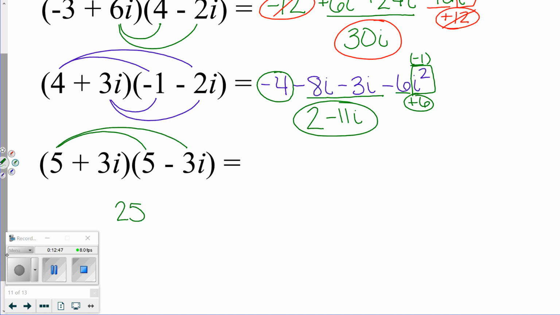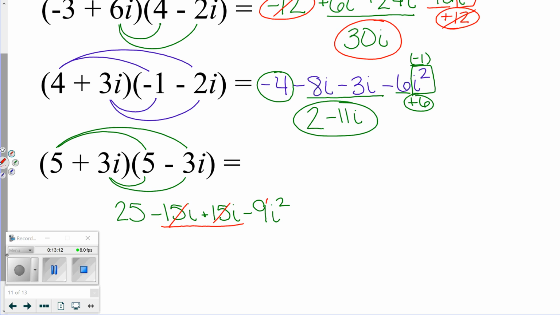5 times 3i is negative 15i. 3i times 5 is a positive 15i. And 3i times negative 3i is negative 9i squared. All right, putting our like terms together. In between here, negative 15i plus 15i actually cancel out.